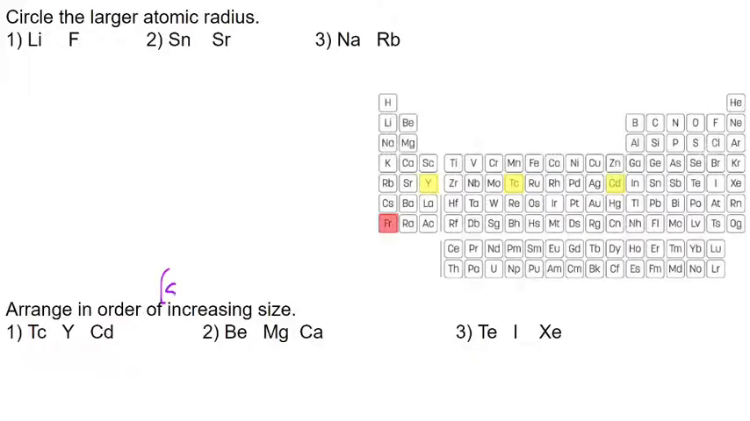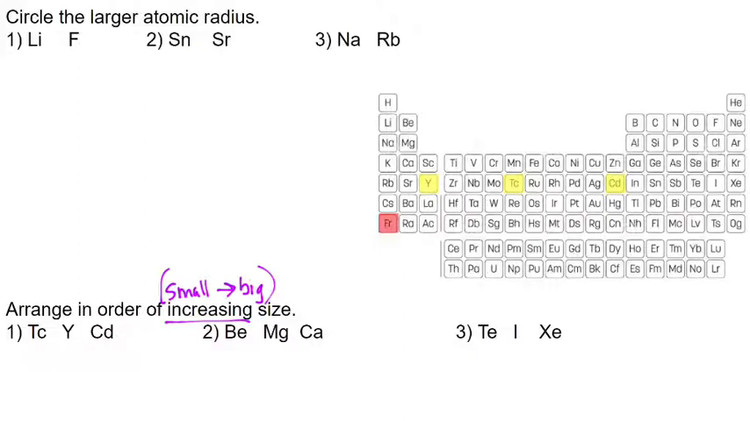So we need to start with the smallest atoms and go towards the biggest atoms to get these in the correct order. Even though I've been doing this for longer than y'all have been alive, I still write that down because it's so easy to just get these completely backwards.